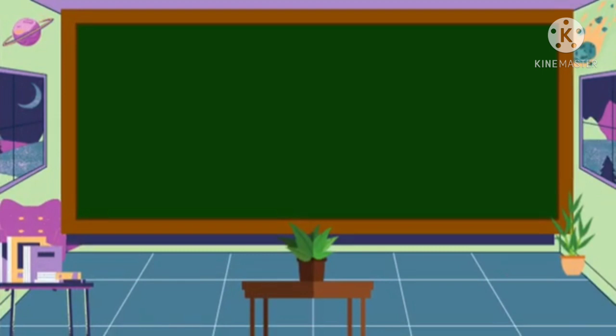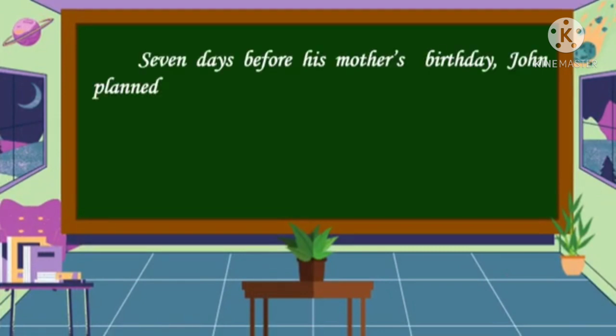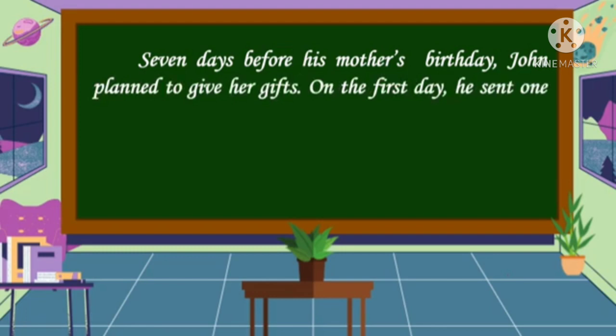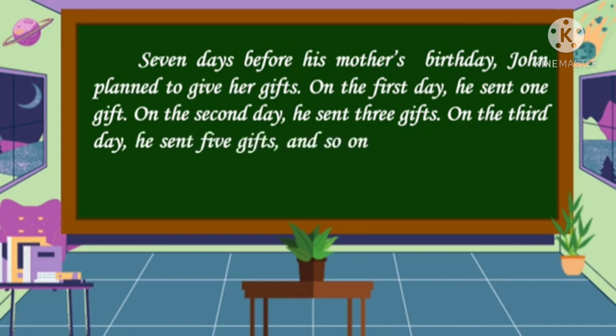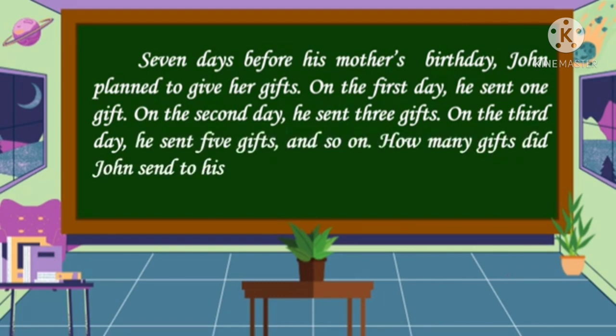Let's read the problem. 7 days before his mother's birthday, John planned to give her gifts. On the first day, he sent 1 gift. On the second day, he sent 3 gifts. On the third day, he sent 5 gifts, and so on. How many gifts did John send to his mother on the 7th day?